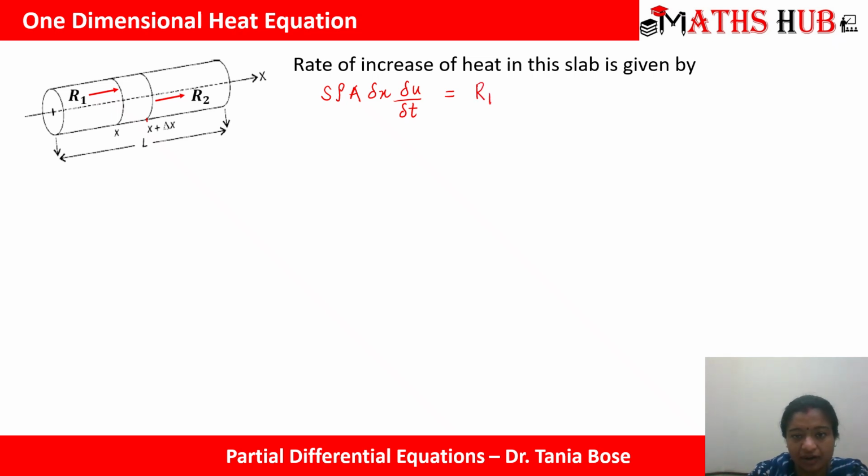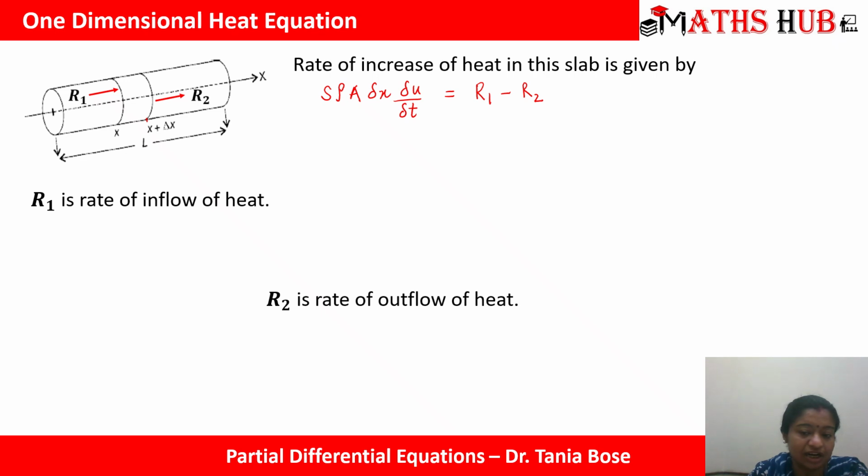It will be R1 minus R2, right? So R1 is the rate of inflow of heat and R2 is the rate of outflow of heat. Now, how do we calculate these R1 and R2?